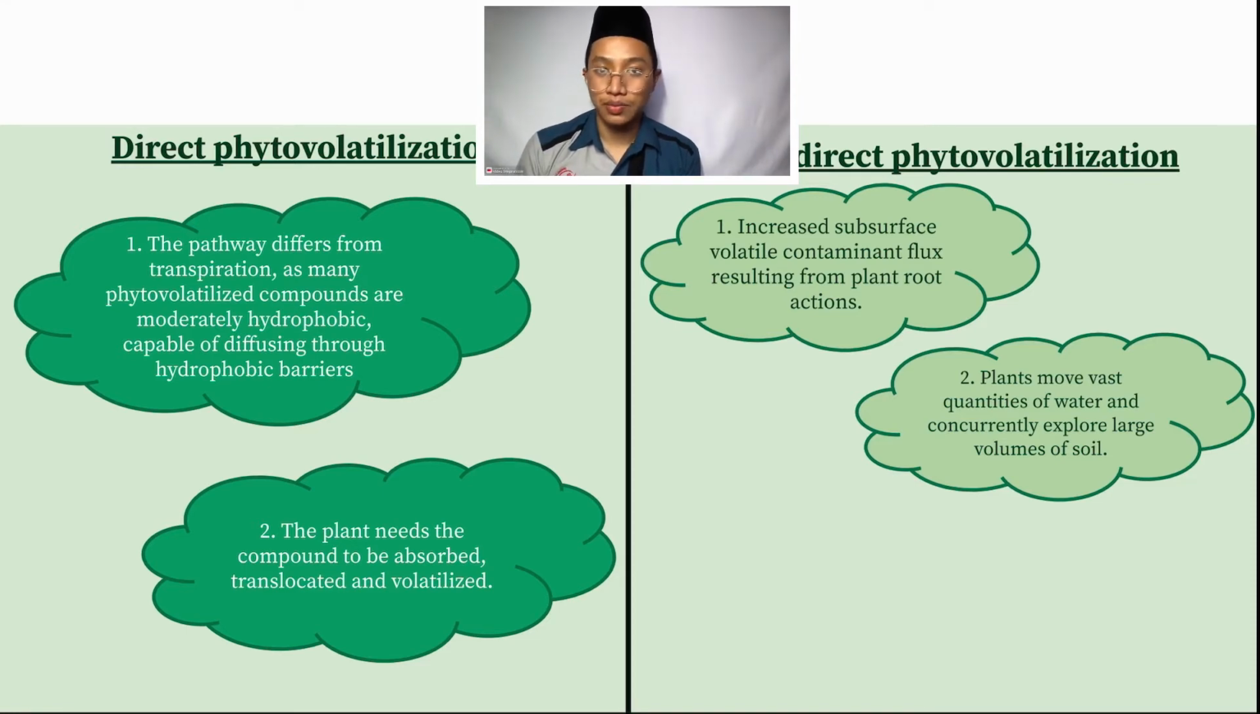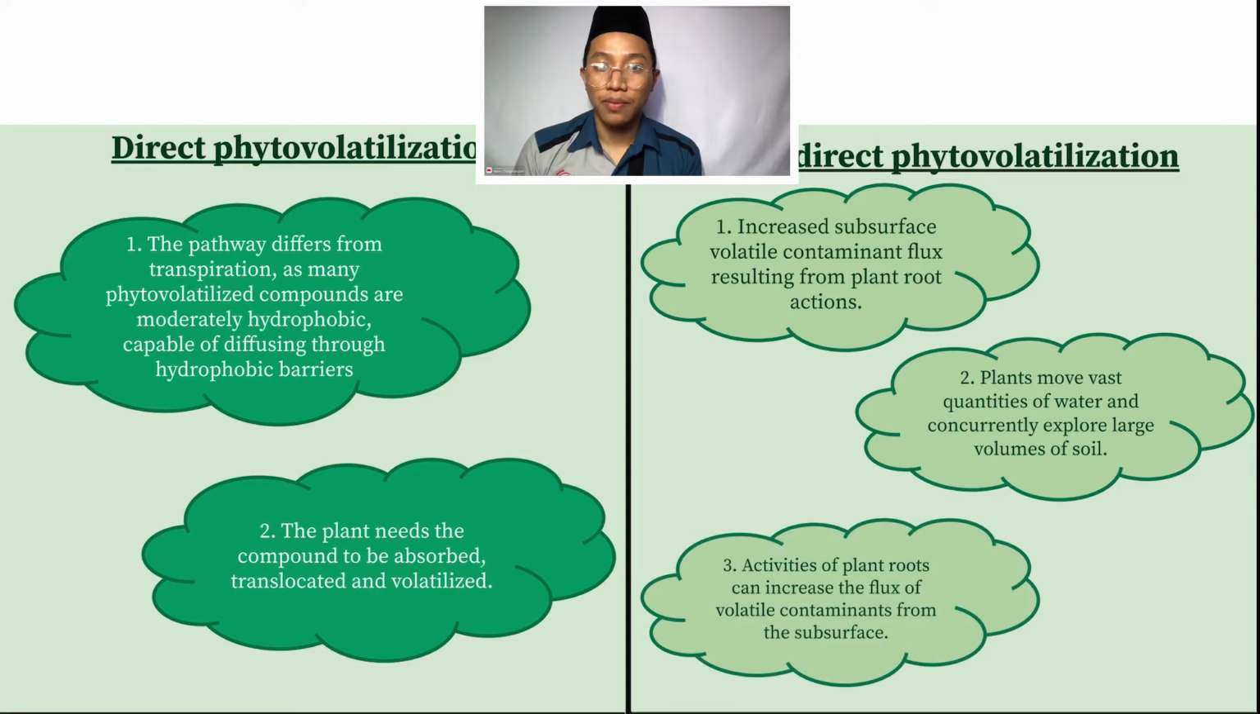Moving to the second point, the activities of plant roots can increase the flux of volatile contaminants from the subsurface through the following mechanisms. First is by lowering the water table. Second is advection with the gas fluxes caused by the diel water table fluctuations. The third is increasing the soil permeability. And lastly is chemical transport via hydraulic redistribution.